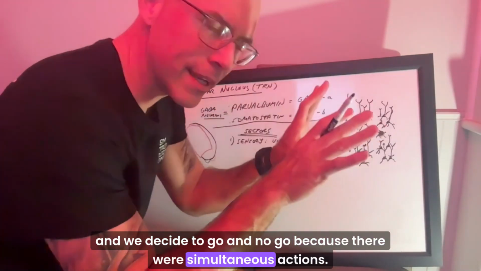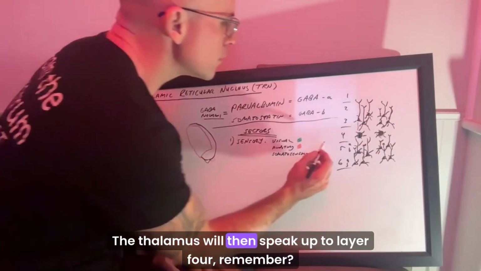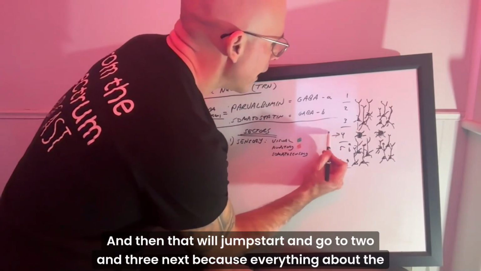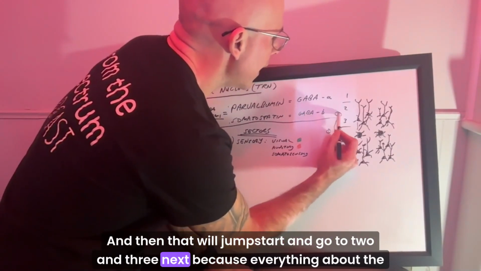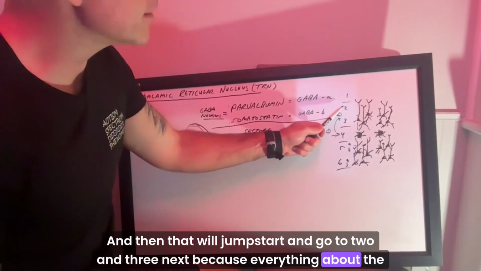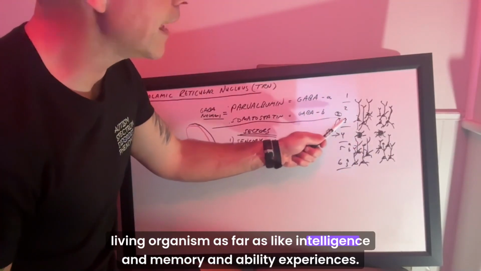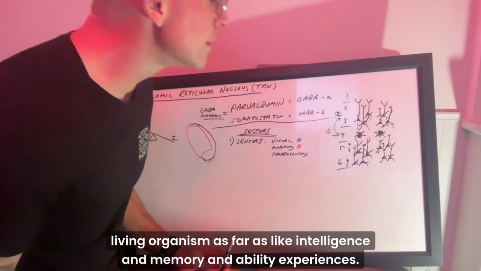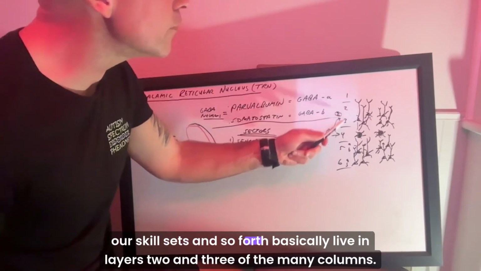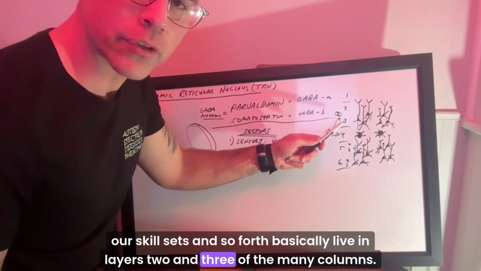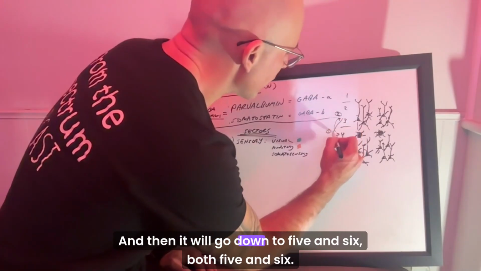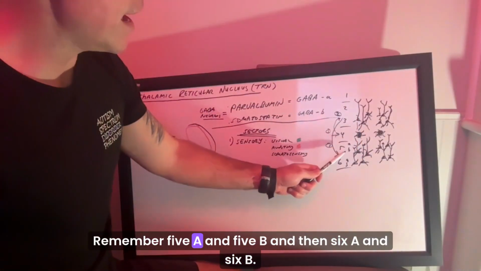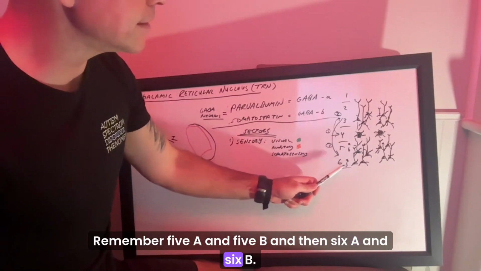Okay? But the thalamus, remember, after it runs through the basal ganglia, and we decide to go and no-go because they're simultaneous actions, the thalamus will then speak up to layer 4. And then that will jumpstart and go to 2 and 3 next, because everything about the living organism, as far as intelligence and memory and ability, experiences, our skill sets and so forth, basically live in layers 2 and 3 of the mini columns. And then it will go down to 5 and 6, both 5 and 6. Remember, 5A and 5B, and then 6A and 6B.